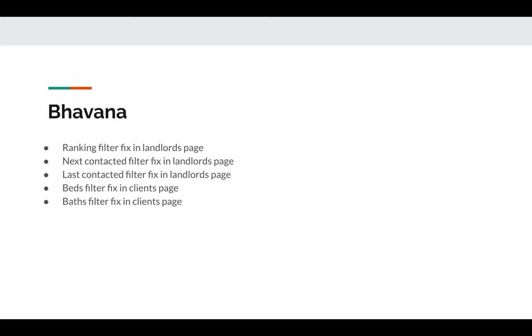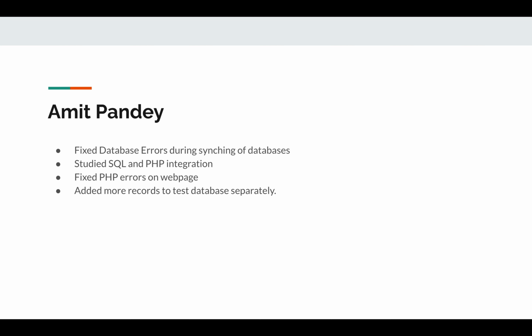Bhavna worked on a couple of tasks this sprint. She worked on fixing the landlords pages for next contacted, last contacted, and ranking filter, as well as the beds and baths filter in the clients page. Amit Pandey did a good amount of research in the sprint regarding the errors faced in the database, and he had a good learning about those errors. He was able to study how PHP and SQL integration works, and he fixed PHP errors on the web page and added more records to the test database separately. These are all the tasks that were completed by the team.